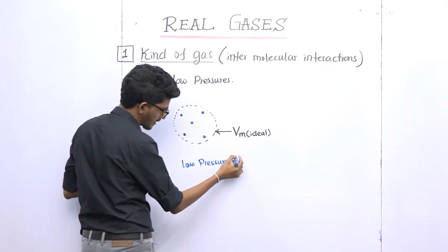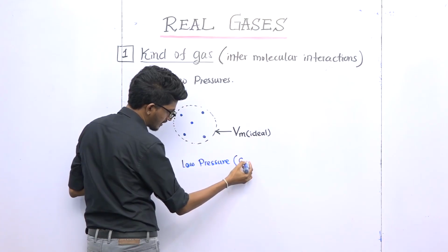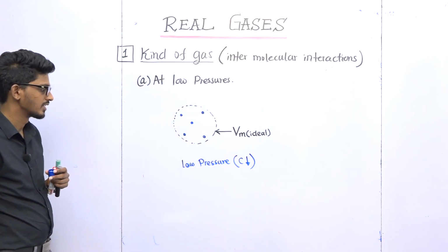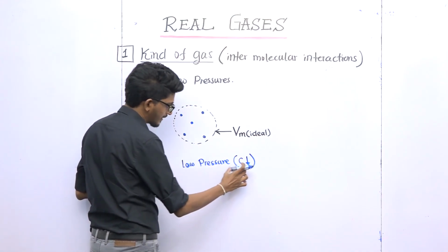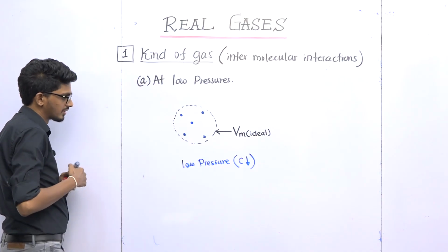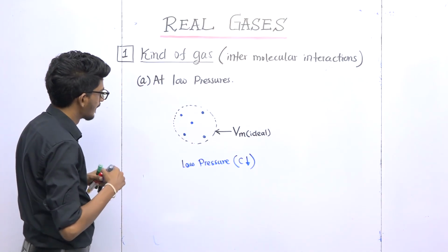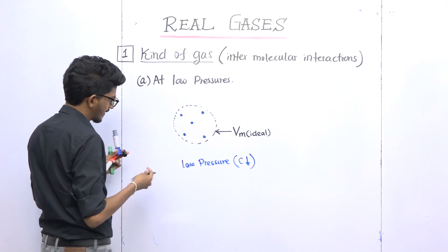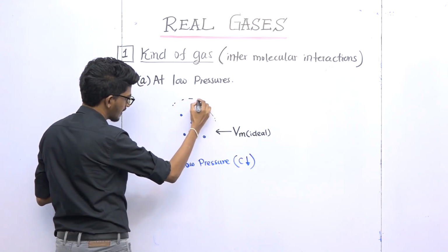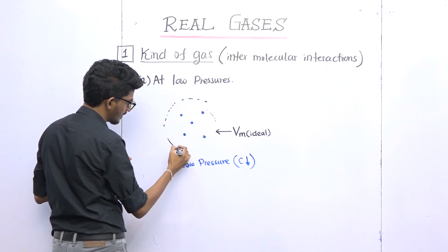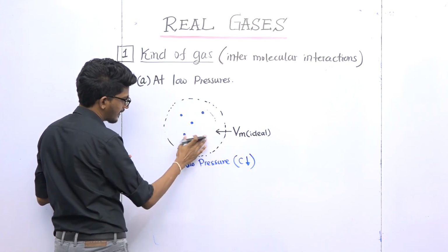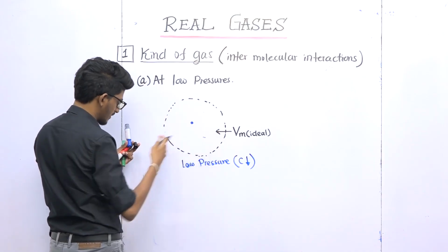Why? Low pressure means concentration is low. P is proportional to concentration. Low pressure means concentration is small, so the particles are a bit away from each other. So it's better to represent this low pressure situation with some greater volume. So this is the low pressure situation, where particles are a bit away from each other.